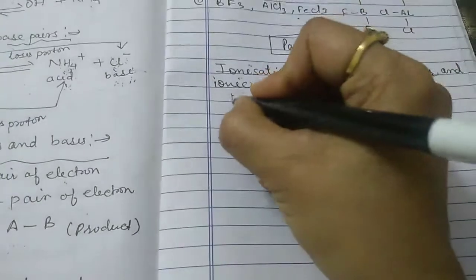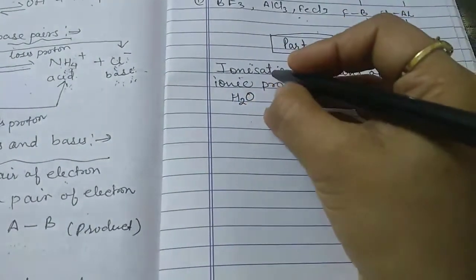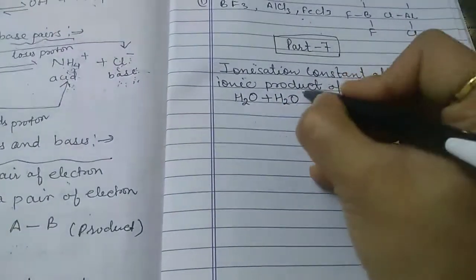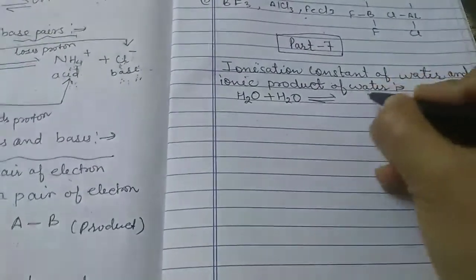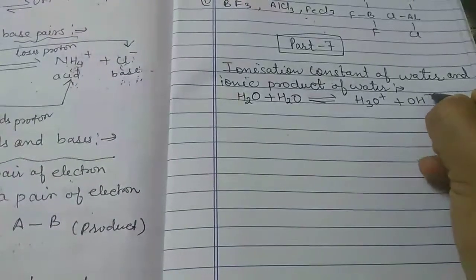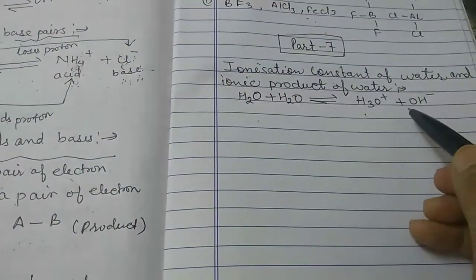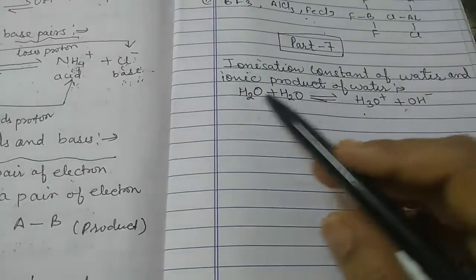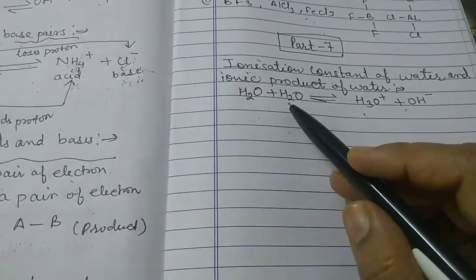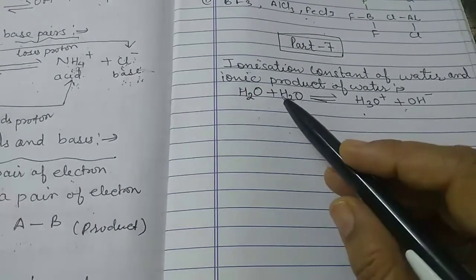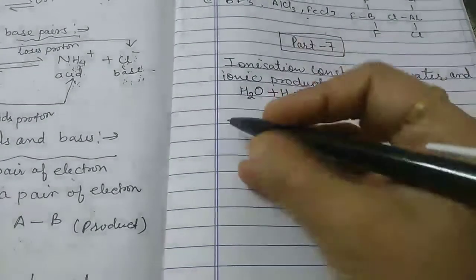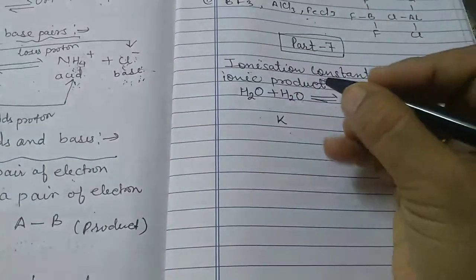For example, H2O plus H2O dissociates, and we get H3O+ and OH-. This is the hydronium ion and this one is the hydroxyl ion. So the dissociation constant for the ionization of water, K, is the dissociation constant.